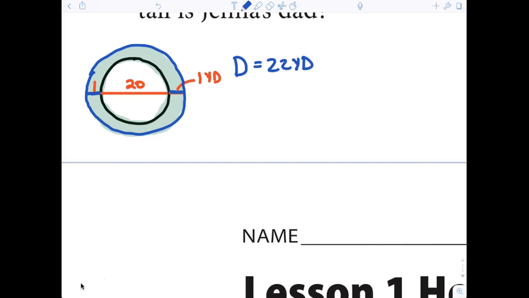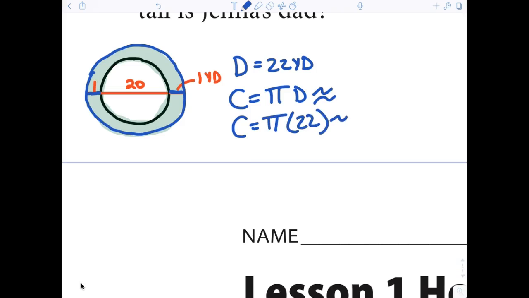All right. So now I have circumference is equal to pi times d. So if I multiply pi times 22, somebody tell me what that is approximately. 69.1 yards. All right. Very nice. Very, very nice.